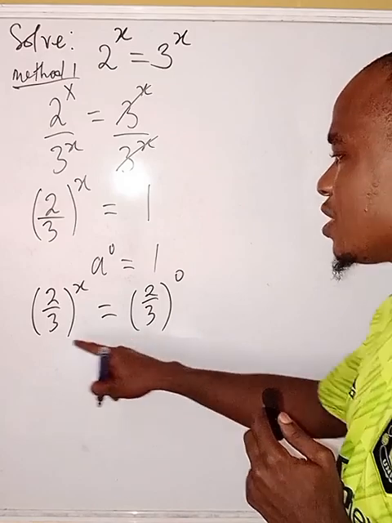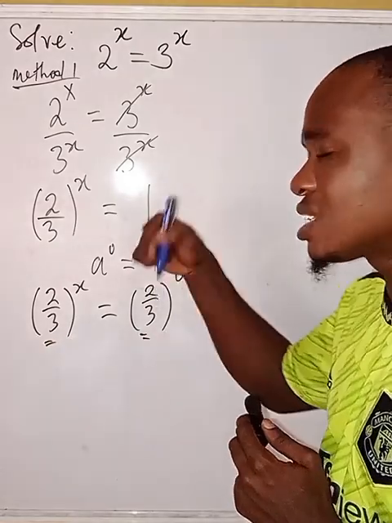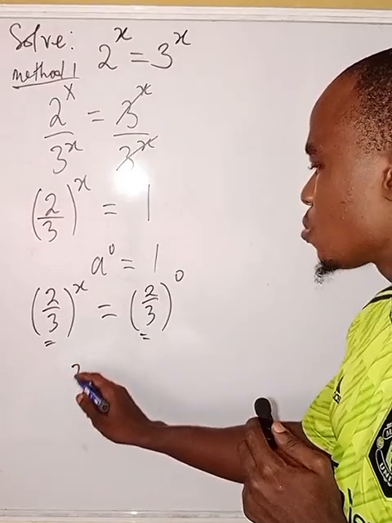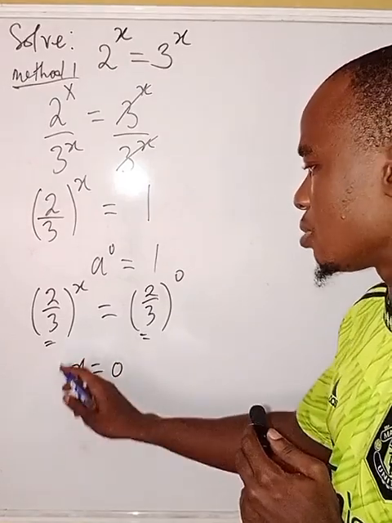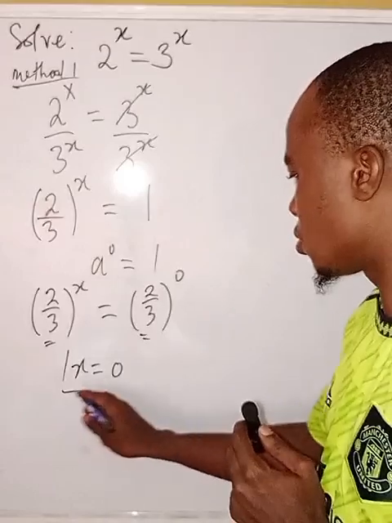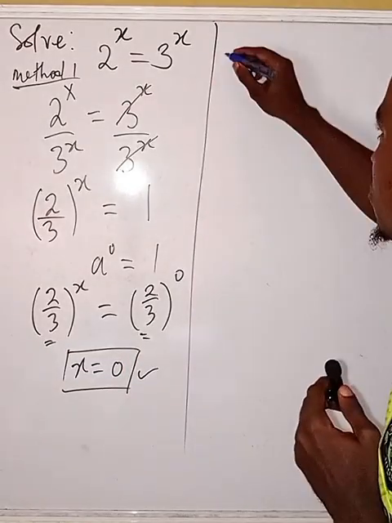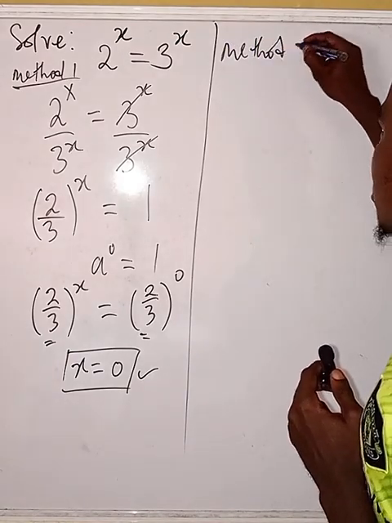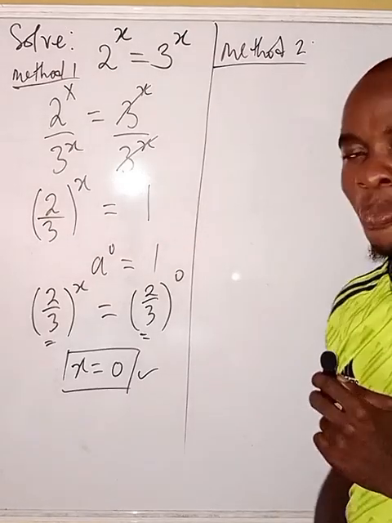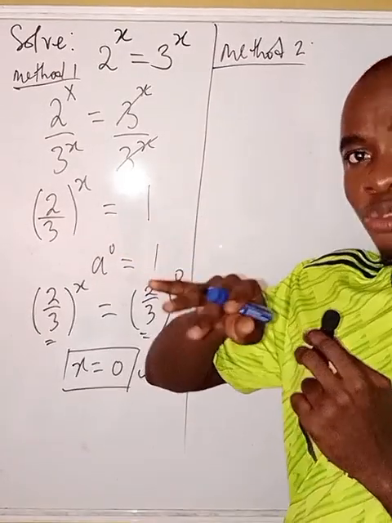Now since we have the same bases, from the same law of exponents, their exponents will be the same if the bases are the same. So we have x equals 0. That is method 1. Now, method 2.